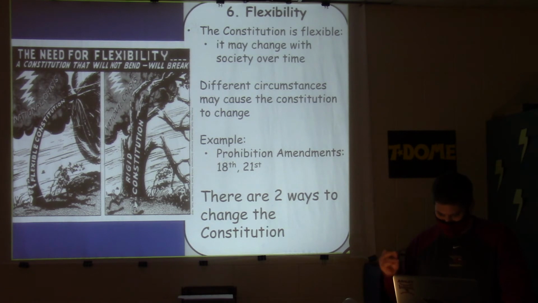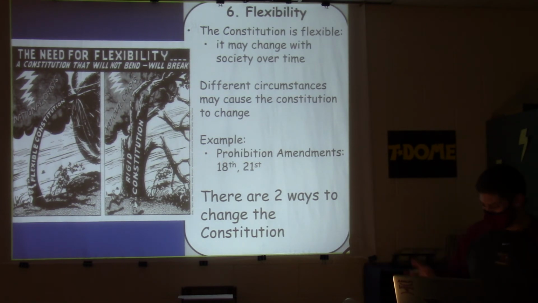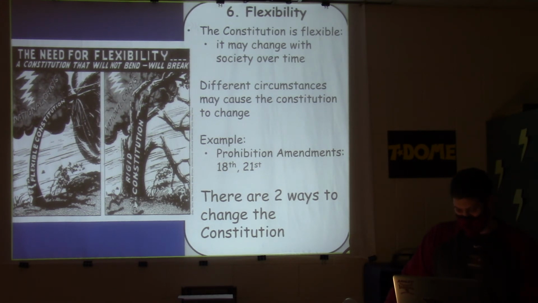The first 10 were pretty much immediate, and then after that, it continued and continued and continued. The last amendment that was passed was the 27th Amendment. It was in the early 90s, and it basically said that congressmen and women can't give themselves raises, which is good.